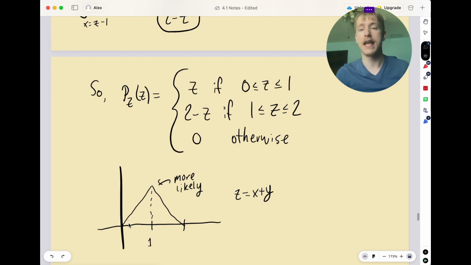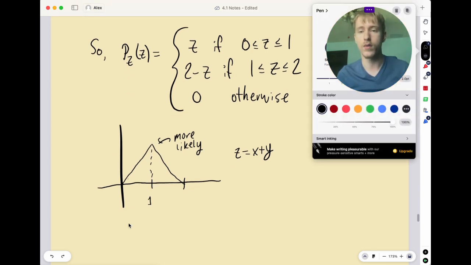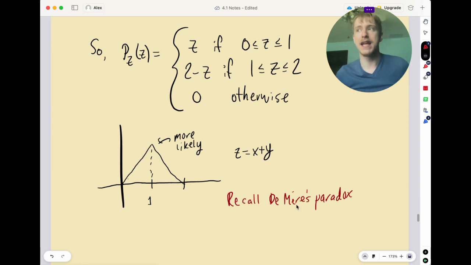And, you know, I'm going to go ahead and refer you to the first video that we did, where we talked about Demer's paradox, in which if you roll 3 dice, it's far more likely to get, say, an 11 than a 3. Okay, so getting to that sweet spot. It's not going to be exactly in the middle, but that's kind of a discrete version of this triangular distribution. Okay, so hopefully that helps, and I'll see you in the next video.